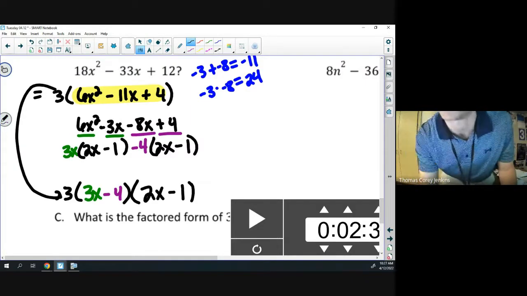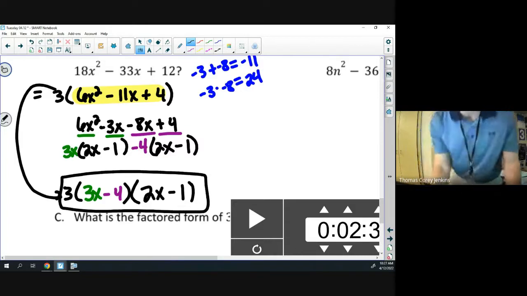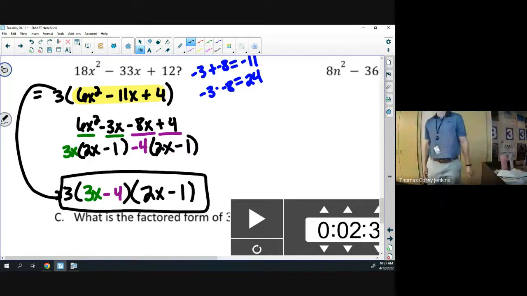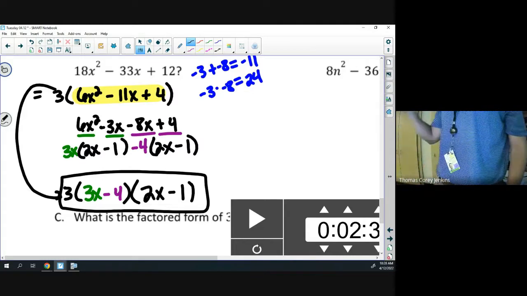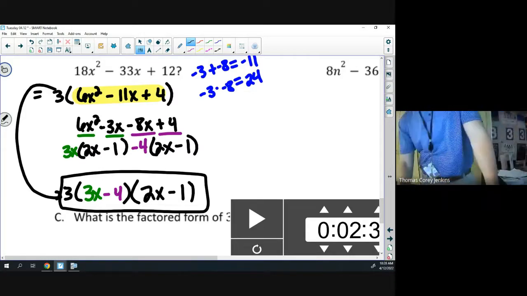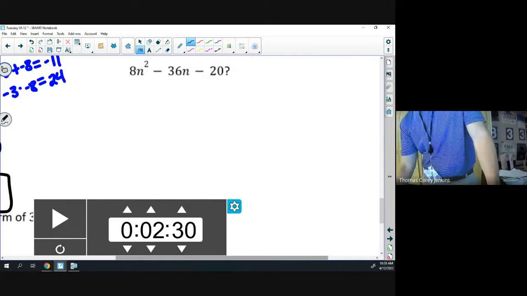And then again, people tend to forget about the 3, this is a common mistake, okay? So we made sure we didn't because we put it on there at the end, okay? So that's the textbook way to do it. Factor out the 3 first, but you don't have to do it that way.